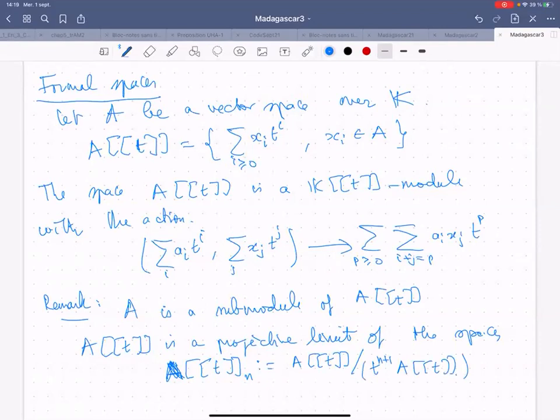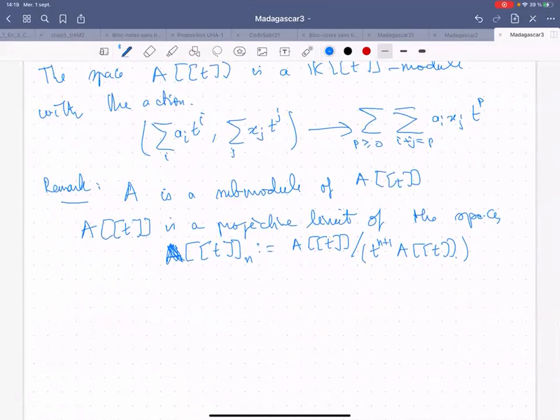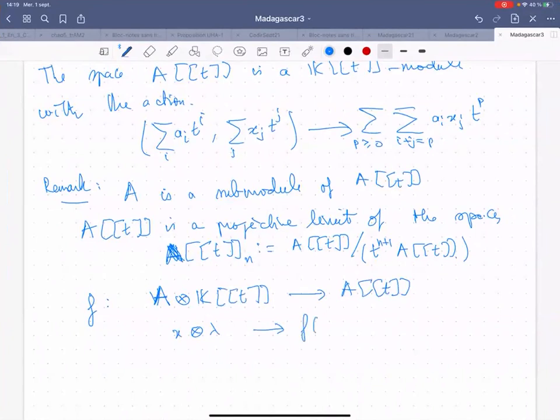Now we would like to compare A tensor product K[[t]] with A[[t]]. Then we can define a map. Let us consider a map F taking an element in A tensor K[[t]] into A[[t]]. If I have here x tensor lambda, where lambda is a formal power series in K[[t]], then its image F of x tensor lambda is just lambda x. We multiply x in A by lambda in K[[t]], using the K[[t]]-module structure to define this image.